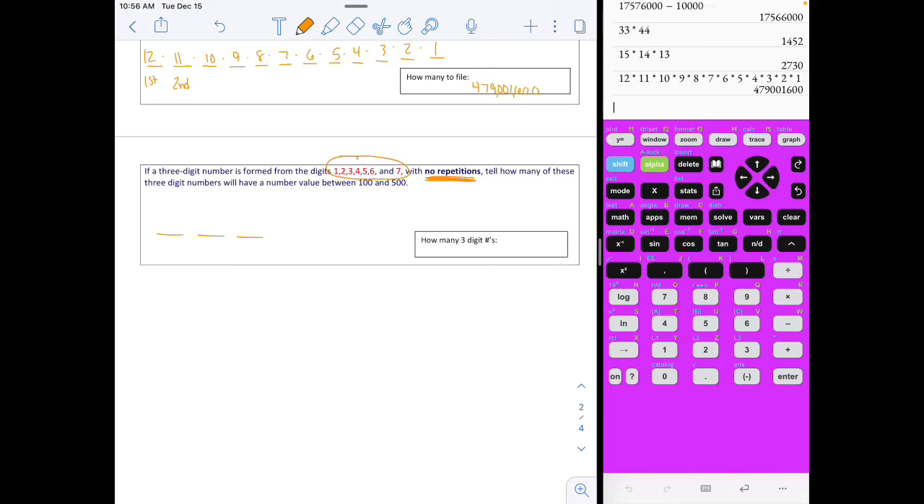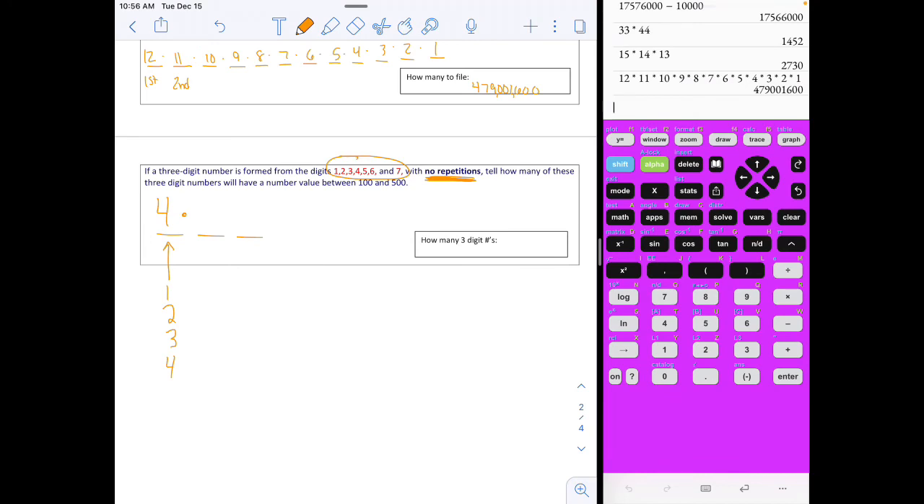Okay, so between 100 and 500. That means the first digit can be a 1, a 2, a 3, or a 4. Now, I guess the argument can be made, could it be 500? I'm going to have to say no, because if it's between those two numbers, I don't think we're going to be able to include 500. And I'm only using the digits available to me. So that's 4 different digits I can use for the first number.